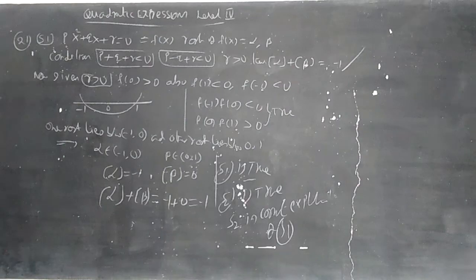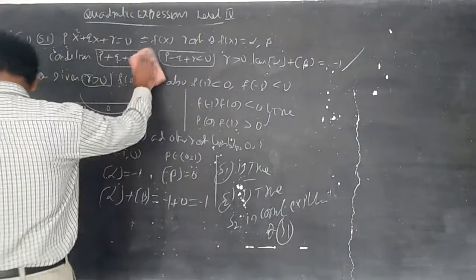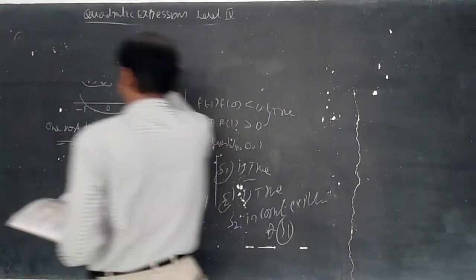21st done. Now let us go to discuss the 22nd sum. If roots of the quadratic equation are 2 consecutive integers.